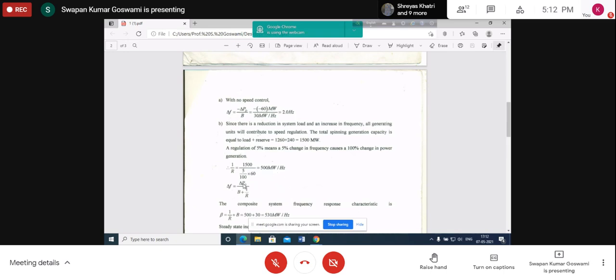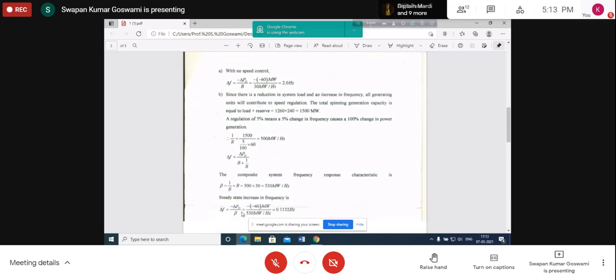So what is delta F? Delta F equals delta PD divided by B plus 1 upon R. Actually, a minus sign is there. So the composite system frequency response characteristic is B plus 1 upon R. It is the system frequency characteristic. 1 upon R is the frequency characteristic of the governor, B is the frequency characteristic of the load, and the governor and load together give B plus 1 upon R. That means 500 plus 30 is 530 megawatt per hertz.